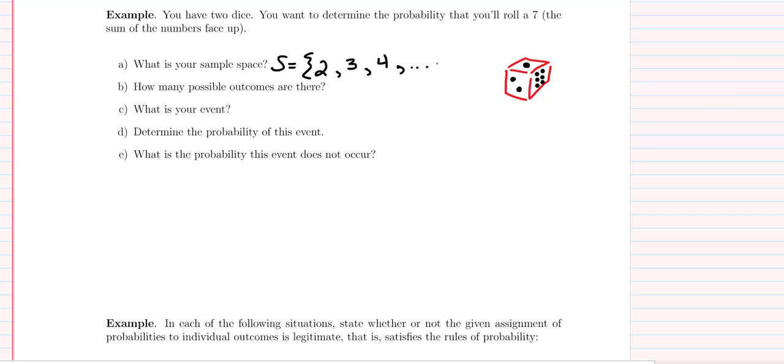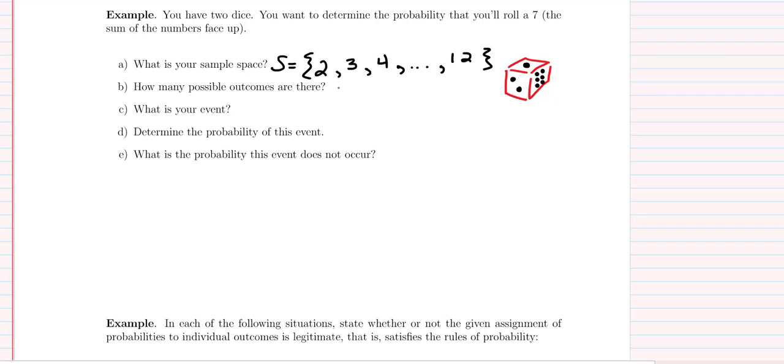And what is the largest sum? Well, 6 plus 6 is 12. So it's every integer between 2 and 12. How many possible outcomes are there? Now we want to take frequency into consideration, because it's not just 2 through 12, which is just 10 possible outcomes. We want to think about how many of each of these can occur. So 2 only happens when we have 1 and 1. 3 can happen when we have 2 and 1, and then 1 and 2, right?